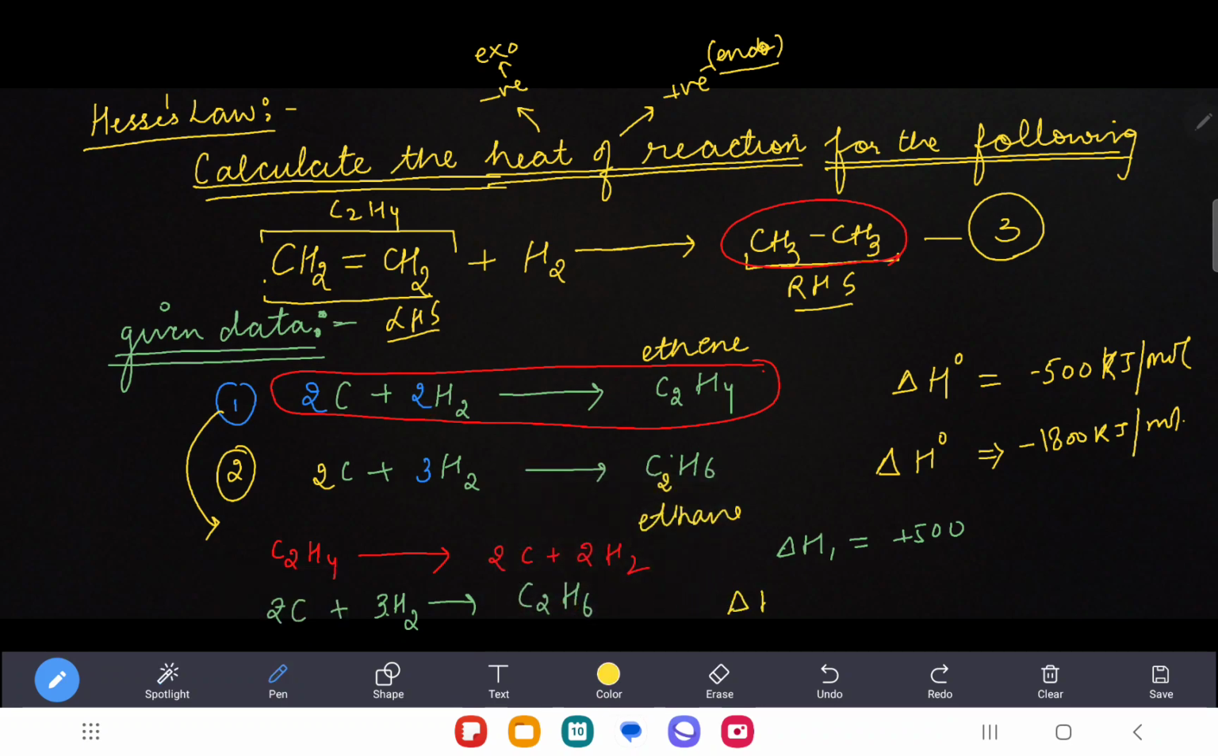And delta H2 represents what? Delta H2 shall represent plus minus 1800 itself, because I have done nothing to the second reaction. I hope you're understanding. And when I add it up, what exactly does it make?